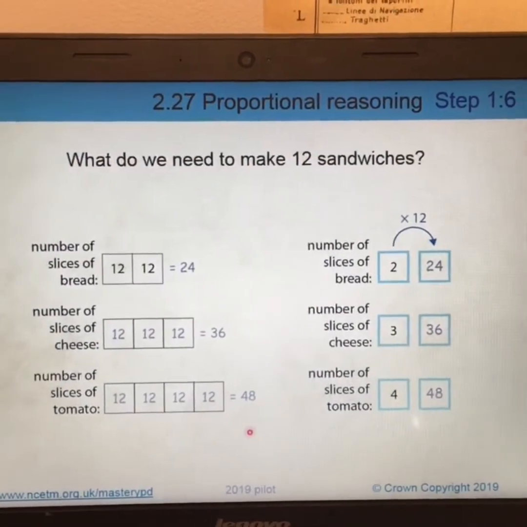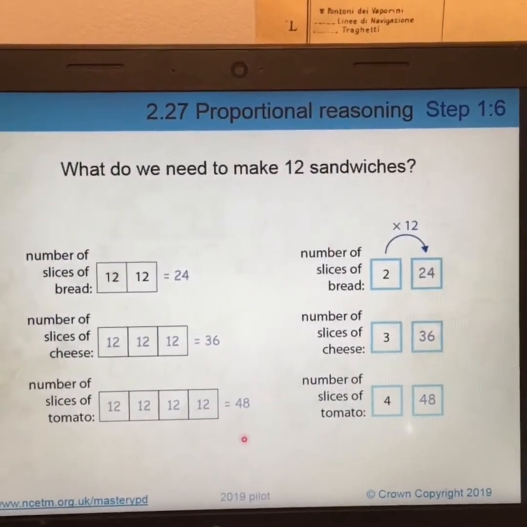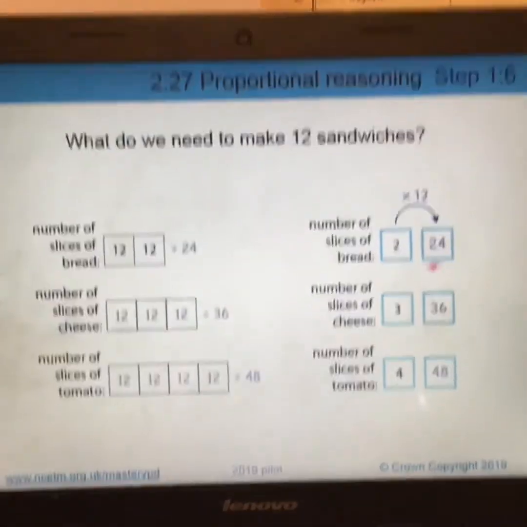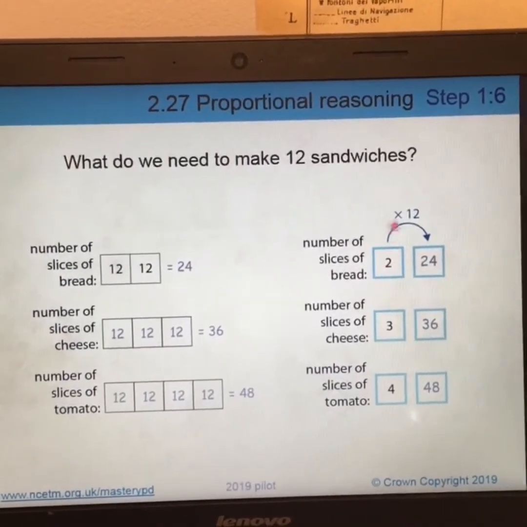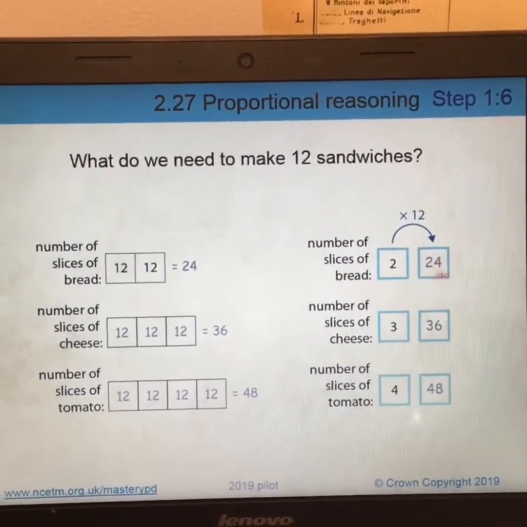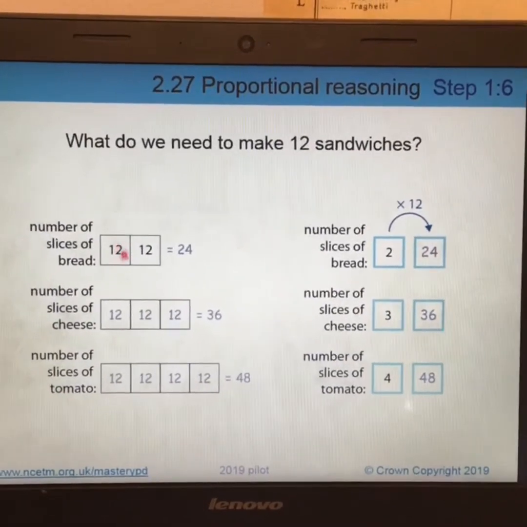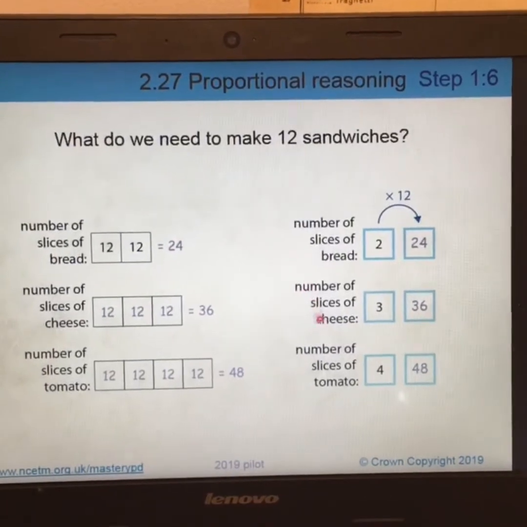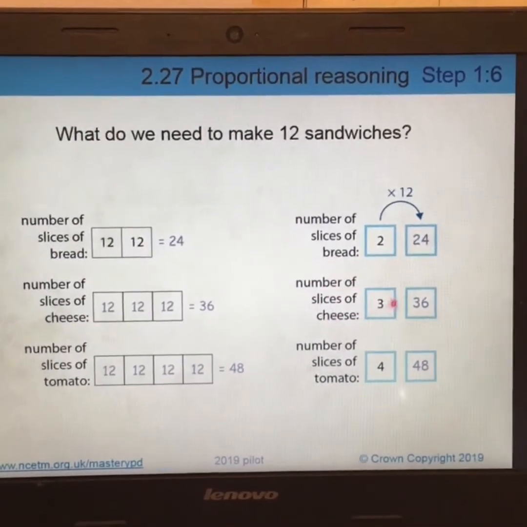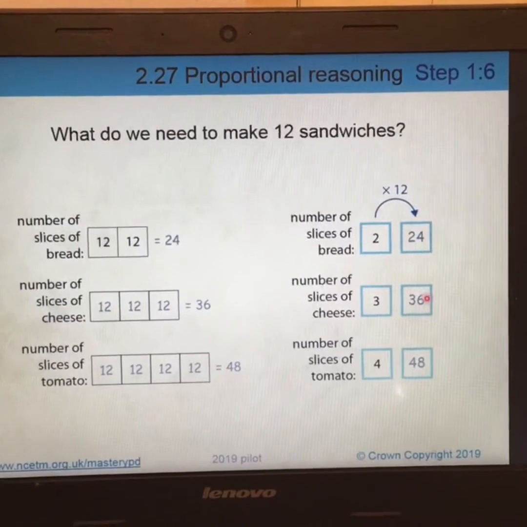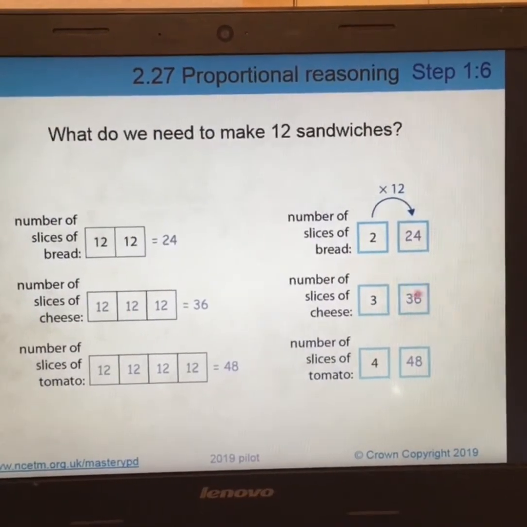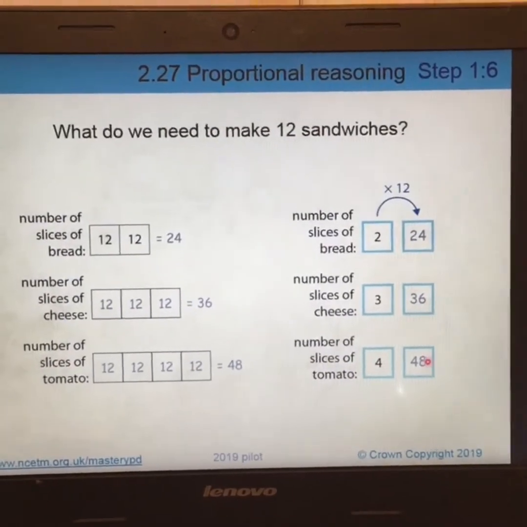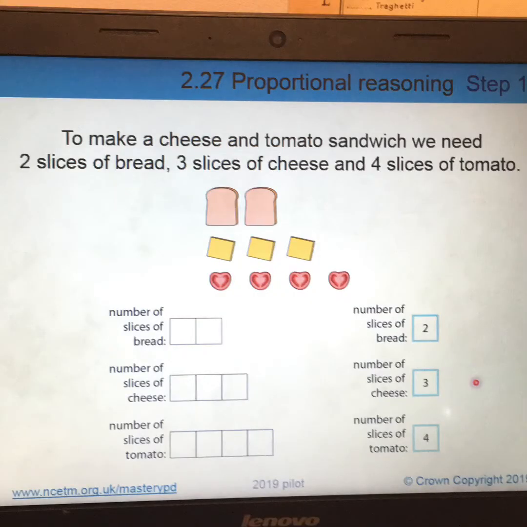Well, hopefully that was quite nice and easy. So for 1 sandwich, you needed 2 slices of bread, which you can see here. So to make 12 sandwiches, you times it by 12 to have 24 slices of bread. And you can see this here because you need to make 12 sandwiches, so each part equals 2, so you've got 24. Number of slices of cheese, we needed 3 to make 1 sandwich, so times it by 12 to make 12 sandwiches would be 36. And tomato, we needed 4 slices of tomato, times it by 12, 48. Lovely. So next question then.